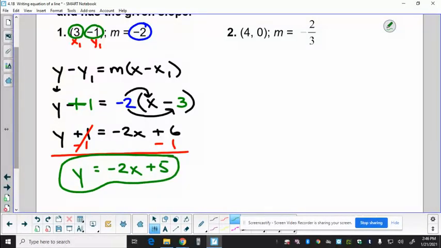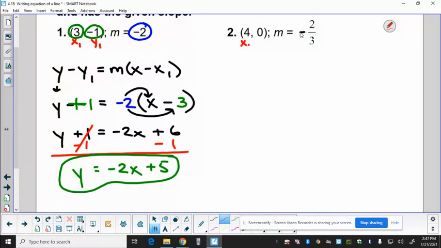All right, number 2. So this is a negative right here, just so everybody can see that. Let's go ahead and everybody try number 2. So in this one, here's x1, y1, your slope. All right, let's get right into it. Let's rewrite our point slope formula. Let's substitute our values where they belong.